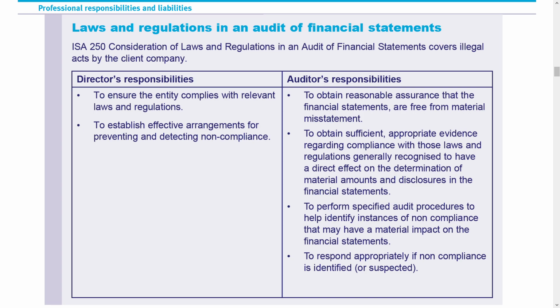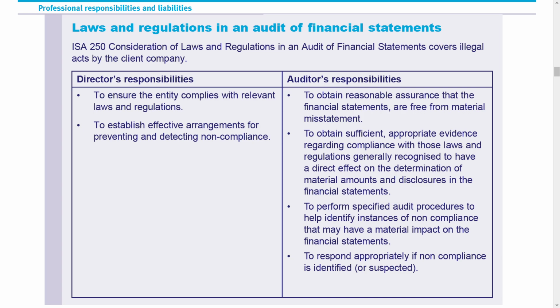Coming to the auditor's responsibility, they have 4 responsibilities. First of all, their foremost responsibility is to obtain reasonable assurance that the financial statements are free from material misstatement. Reasonable assurance, okay, not 100% guarantee, but reasonable assurance. Number 2, to obtain sufficient and appropriate evidence, both words you have to write together, regarding compliance with those laws and regulations generally recognized to have a direct effect on the determination of material amounts and the disclosures in the financial statements.